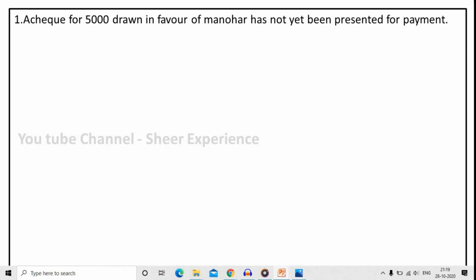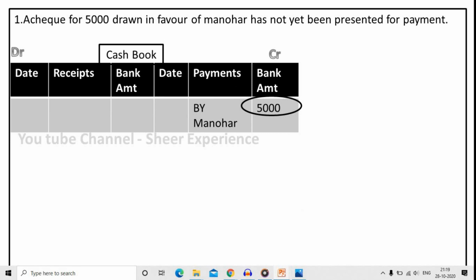Our first transaction is: a check for 5,000 drawn in favor of Manohar has not yet been presented for payment. Here, the business has issued a check to Manohar worth 5,000. Whenever we issue a check, we mention it on the credit side of the cash book as by creditor name, or by Manohar. Here it is by Manohar, the value is 5,000. Since it is a payment, the same amount should reflect in the debit side of the bank statement.